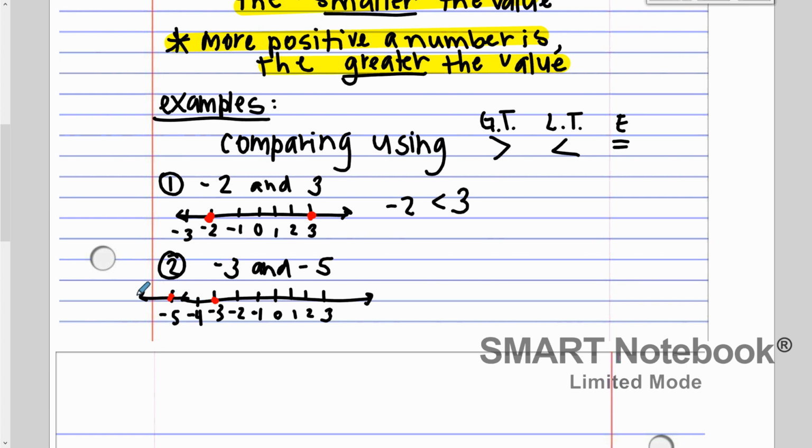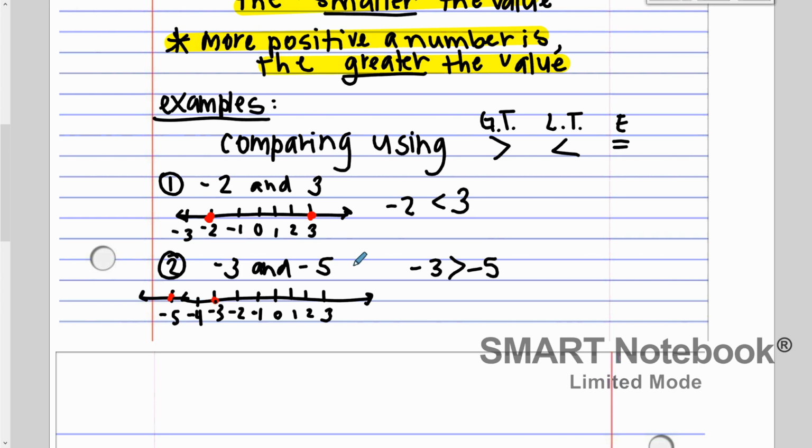Now number lines, remember, are least to greatest. So what this means is -5 is less than -3. But since -3 was listed first, we have to say -3 is greater than -5, because that's the order that they were in the problem.